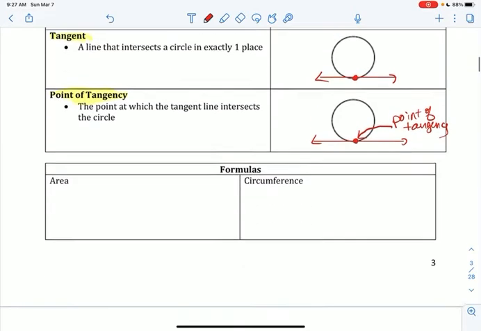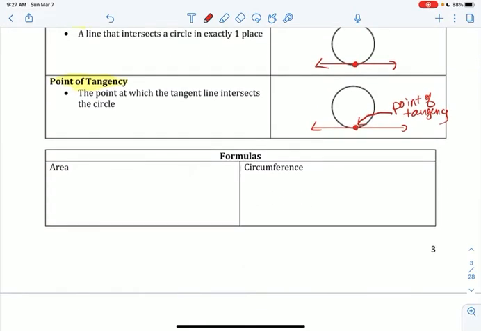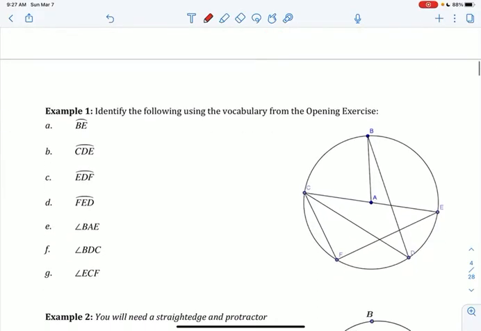All right. Just a review of our formulas. So area of a circle is pi r squared. We'll be using them in this unit also. And circumference of a circle is either pi times diameter or 2 pi r. All right, and then we just have some problems to look at using that new vocabulary.